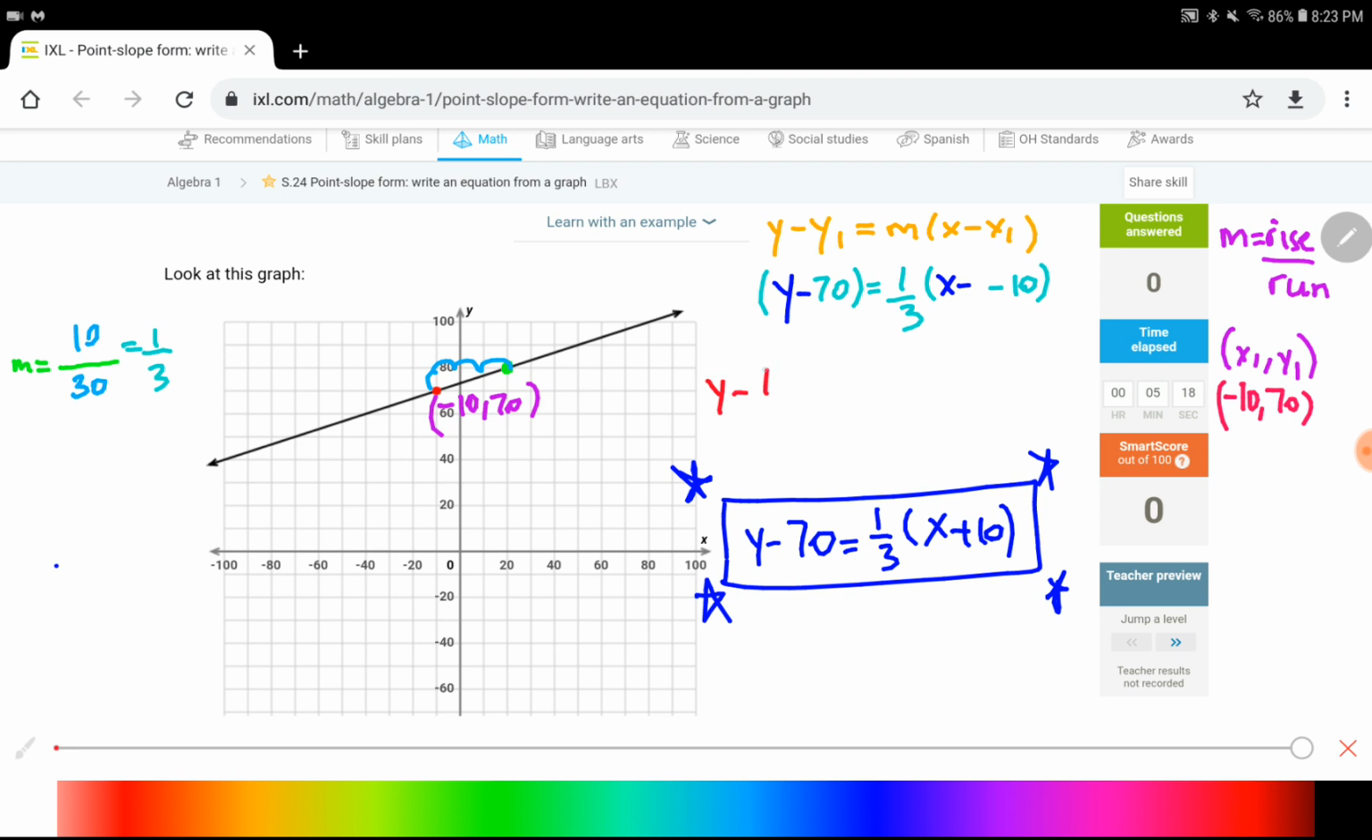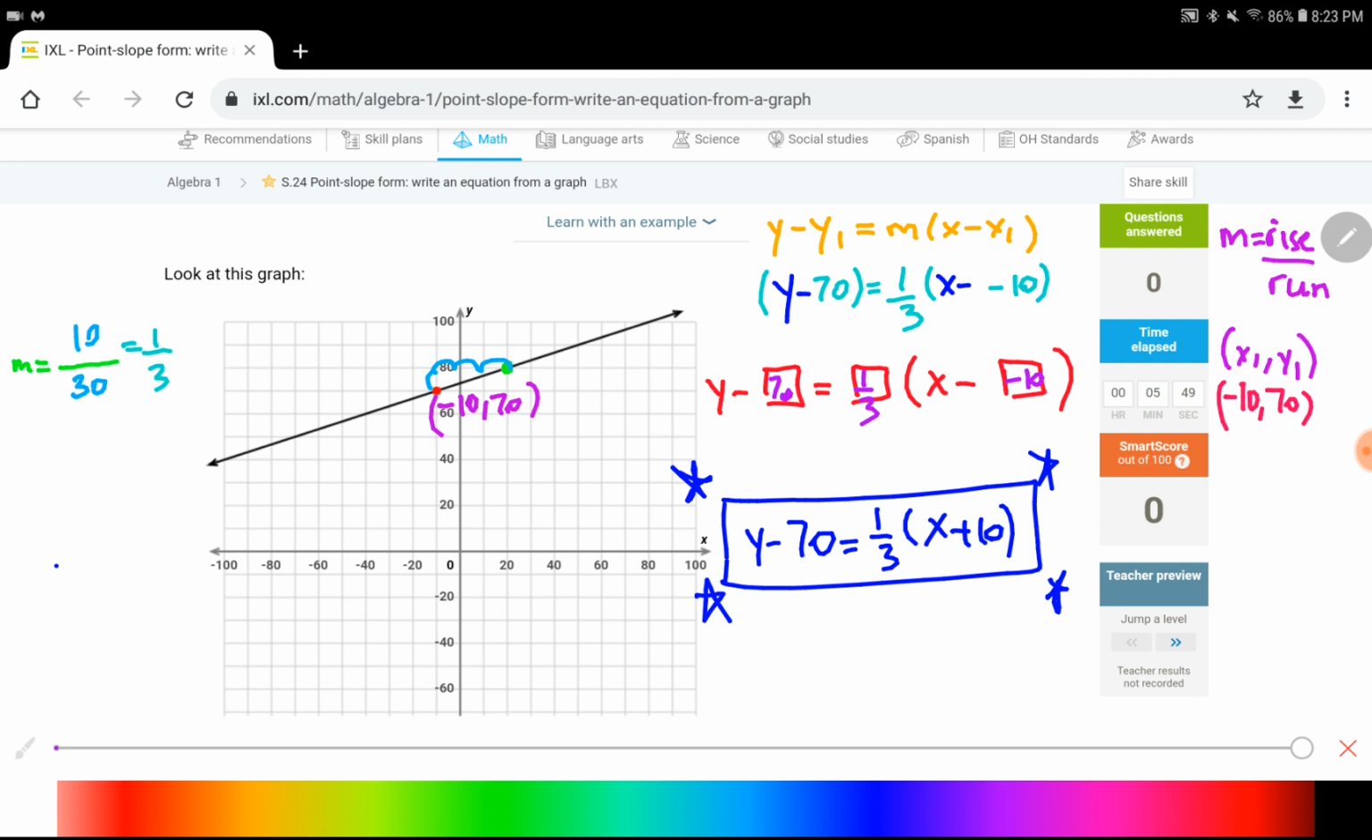Y minus a box equals another box times x minus this box. Now in this case, you are going to type y1 in the first box. The y1 is 70. M, we figured it out, that's 1/3. And then x1 is -10. So that's the difference between having part of the question given and having nothing given. So please pay attention to it.